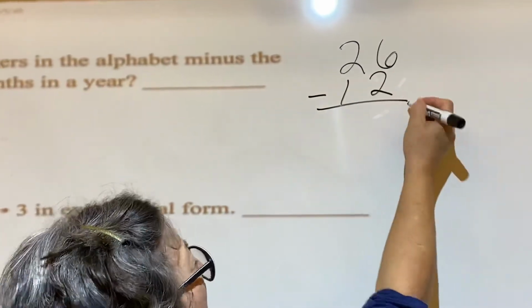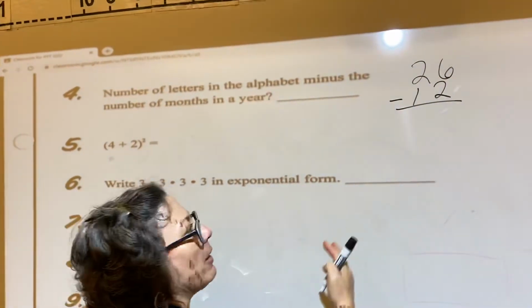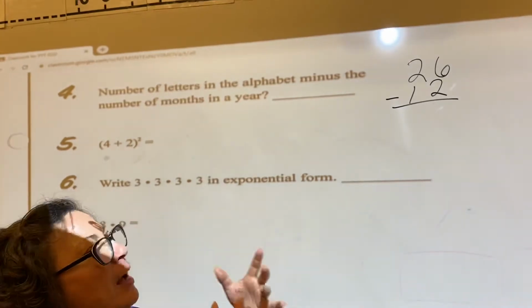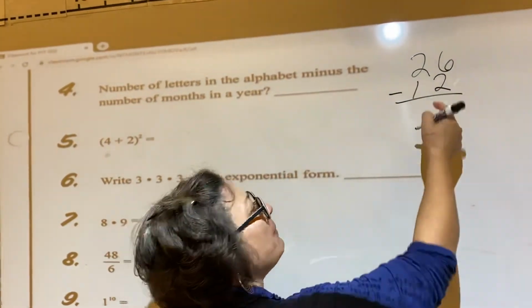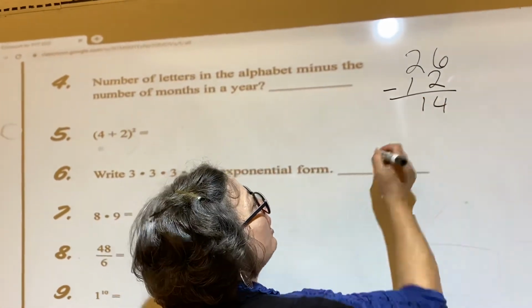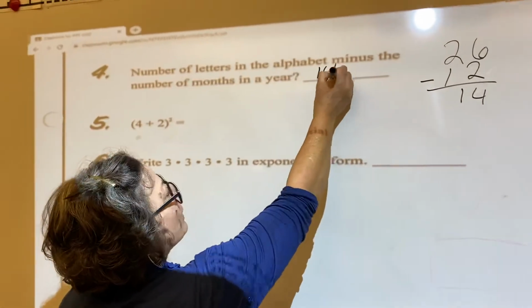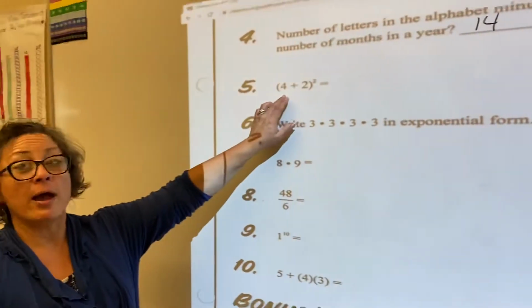So guys, just keep it simple. Some of these questions are really simple. Don't always expect complicated questions. Some of the questions can be very simple. So 26 minus 12, we do a little bit of subtraction here, and the answer is 14. Awesome. All right, the next one here, again, we have order of operations.